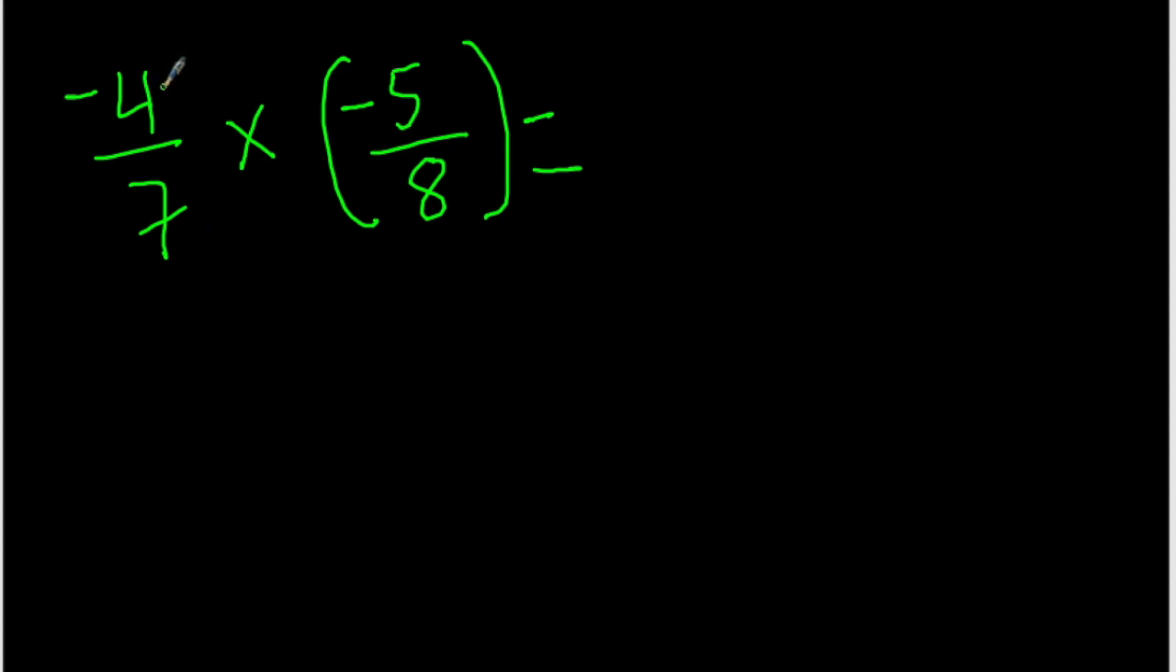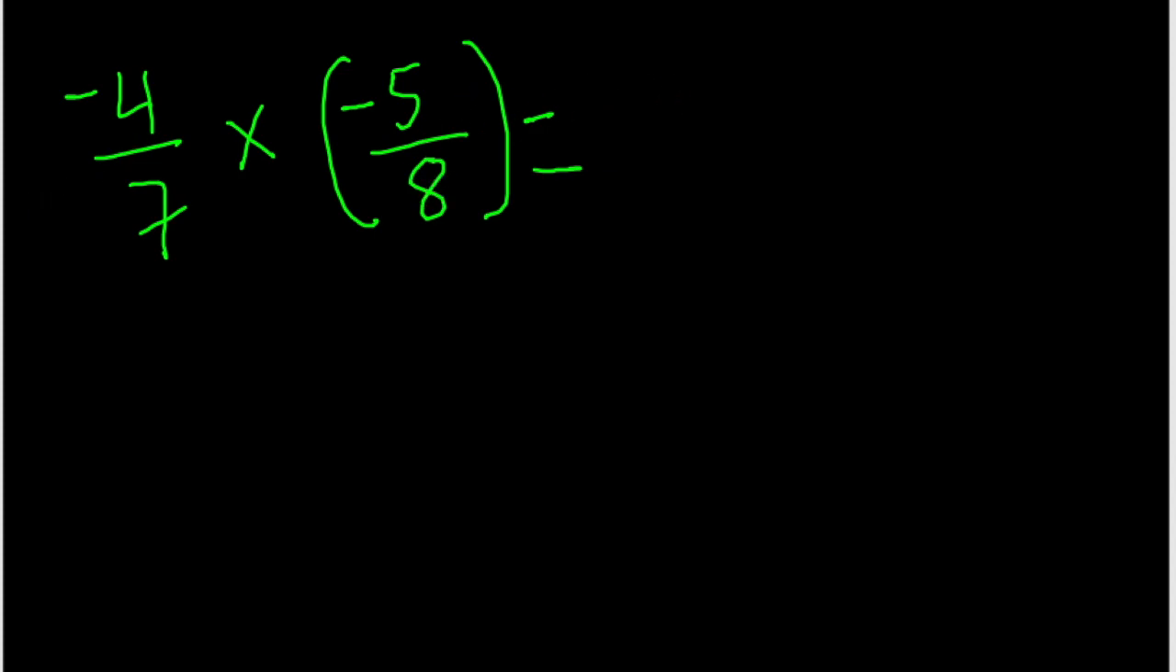There's not a common number that can go into both of them besides 1. So this is already reduced, and this is also already reduced. But when we take the numerator of the first fraction and the denominator of the second fraction, we see that these two numbers are divisible by 4, meaning that 4 can go into negative 4 and 4 can go into 8.